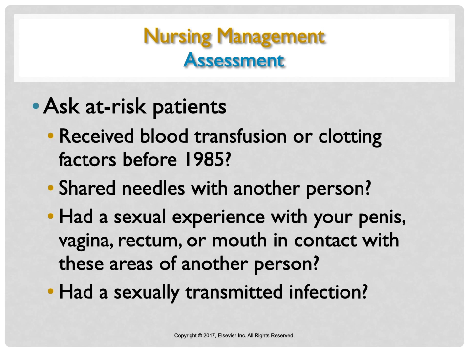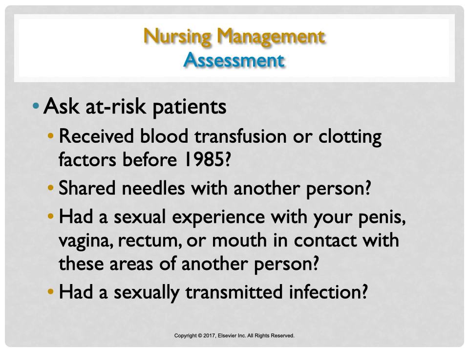When you're talking to at-risk patients, you want to find out if they received blood transfusions or clotting factors before 1985. Again, we talked about the fact that we really weren't testing blood before then for HIV. You want to ask them if they've ever shared needles with another person when doing drugs, or if they've had sexual contact with someone that's known to have HIV or may possibly have had high-risk behaviors that made it possible for them to have HIV.